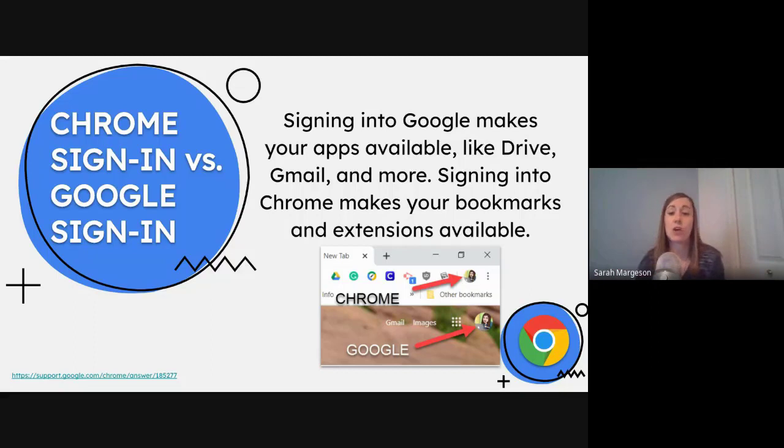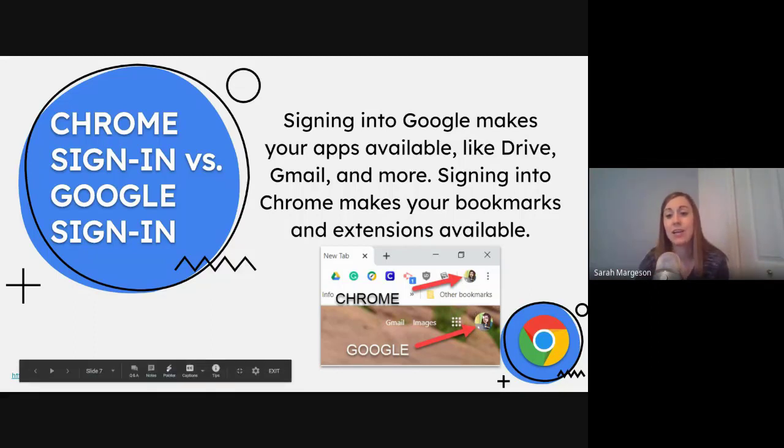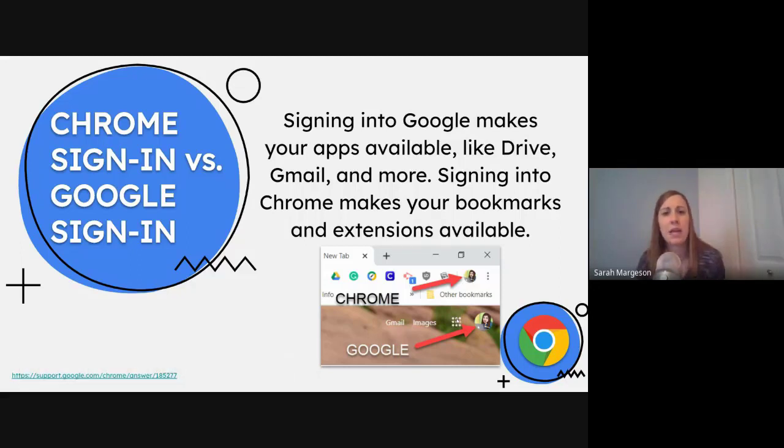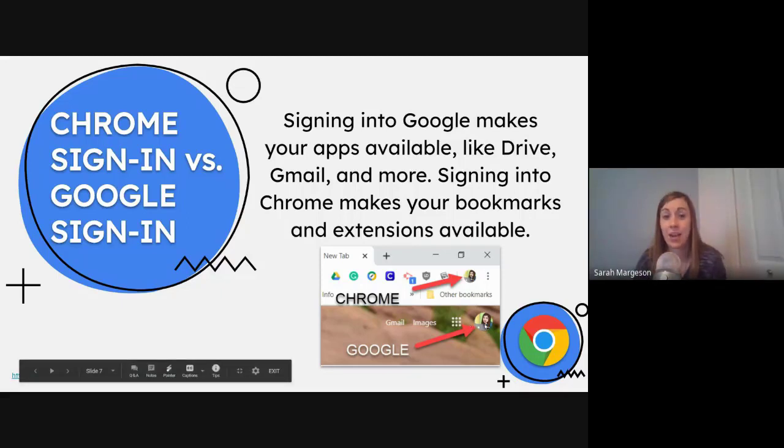Now I can also just sign into Google, which is this icon down here closer to the bottom. This icon is going to sign me into my available apps. If you've heard us talk about the waffle before, or these 9 dots here, those are the apps. That's Gmail, Calendar, Drive, Docs, Classroom, those sorts of things. That's signing me in there. That's my Google sign-in.